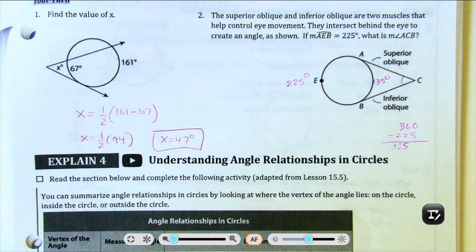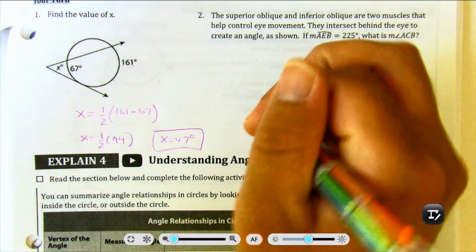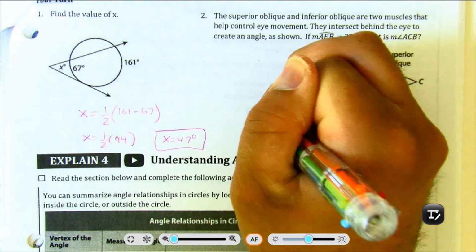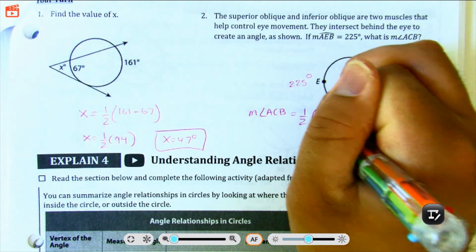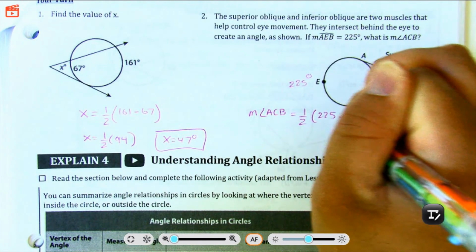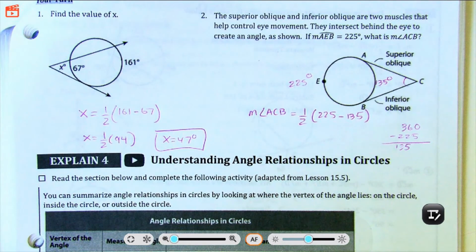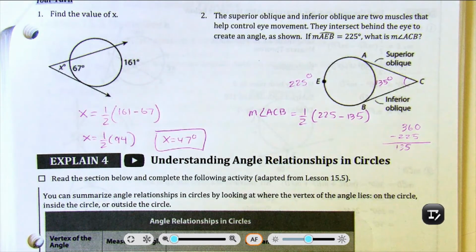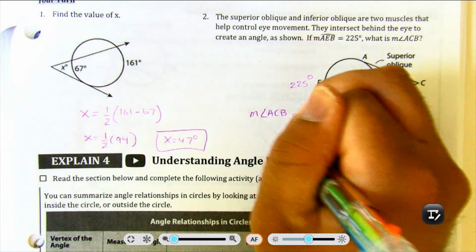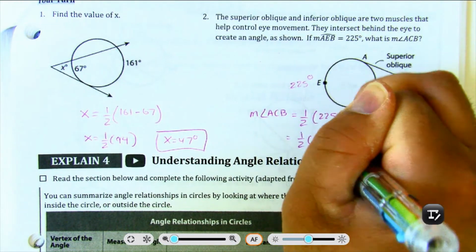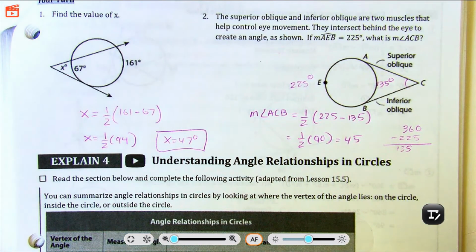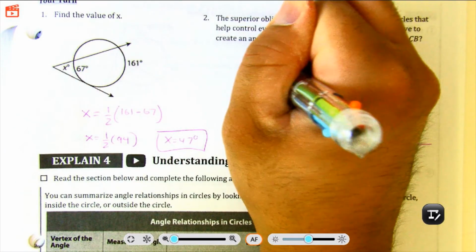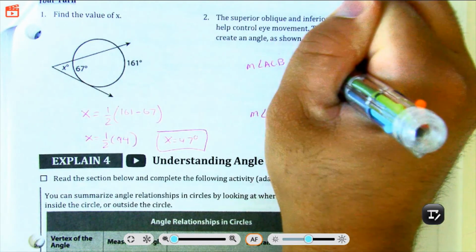So when setting up our problem, we're going to have the measurement of angle ACB is equal to 1/2 the major arc, 225, minus the minor arc, 135. 225 minus 135 is 90. So we have half of 90, and that is equal to 45. So the measurement of angle ACB is equal to 45 degrees.